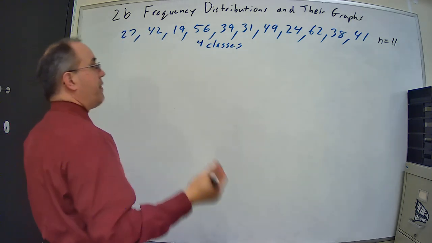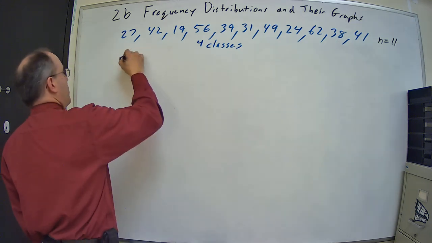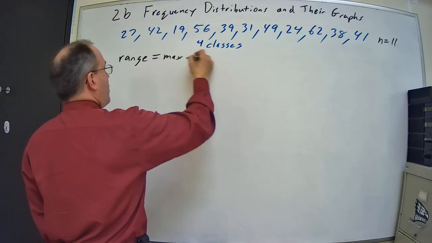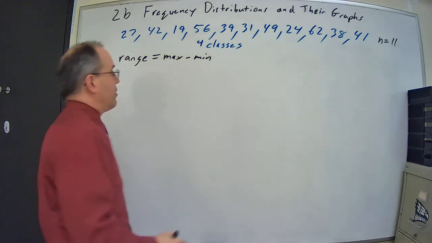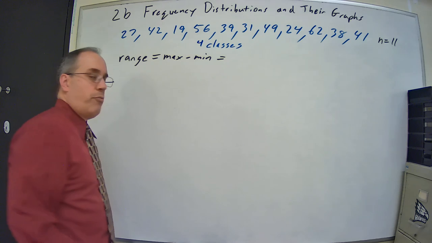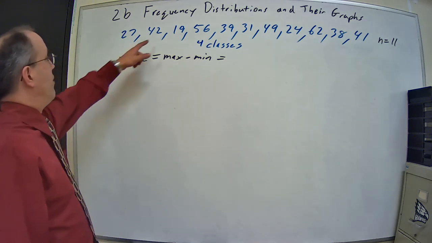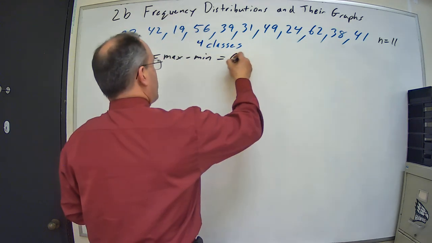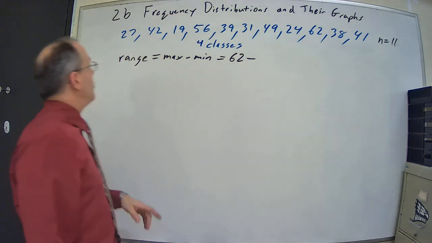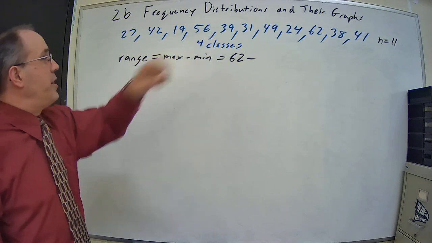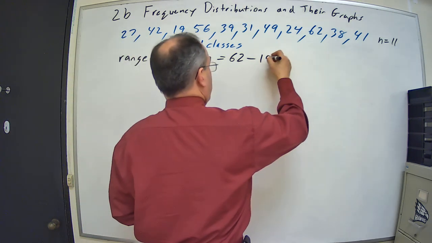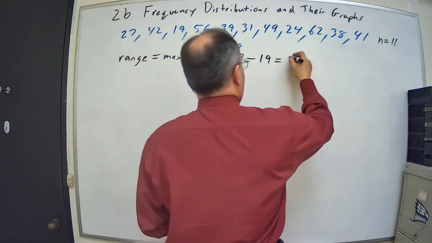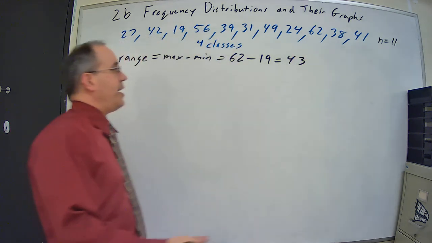I'm going to go and I'm going to find the range. The range is the maximum value minus the minimum value. So the highest value minus the lowest value. So we've got a 42, a 56, a 62. Looks like a 62 is the maximum value. And the minimum value, I see a 19. Anything lower than that? 19. 62 minus 19 is 43. So we have a range of 43.